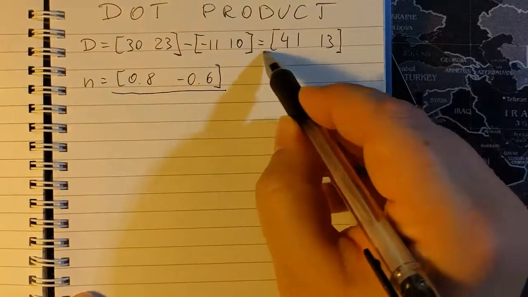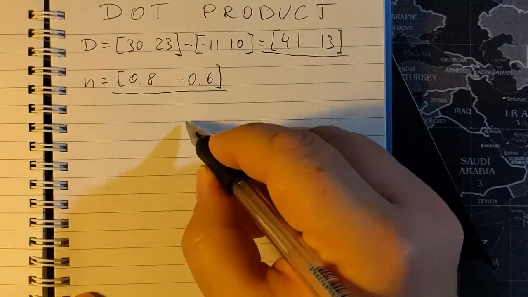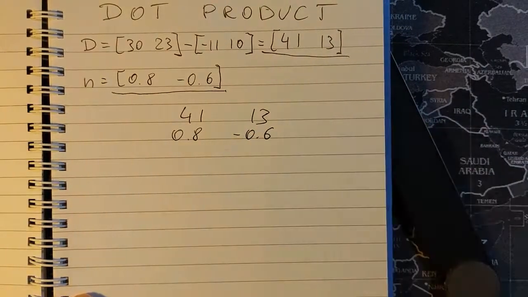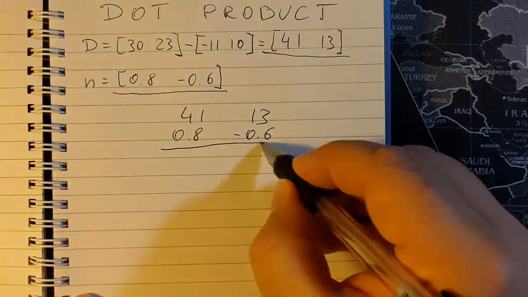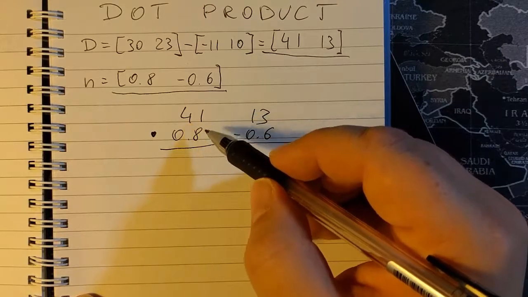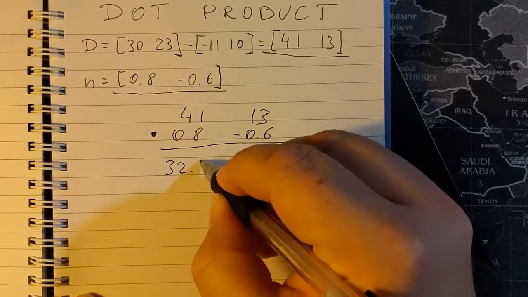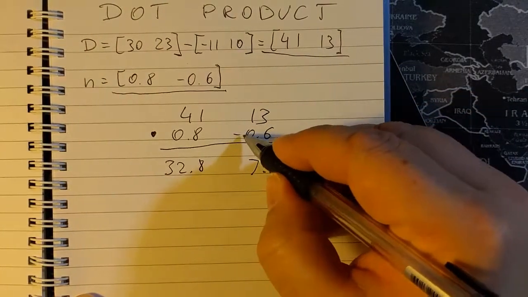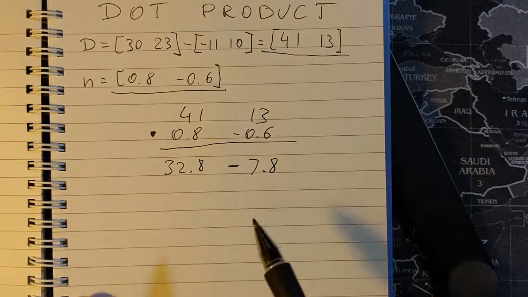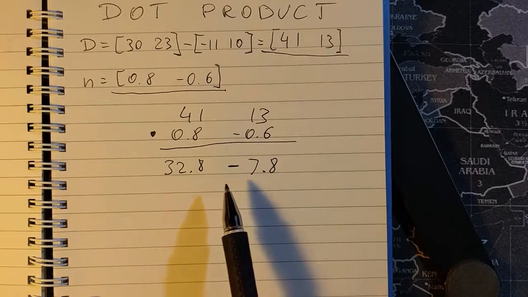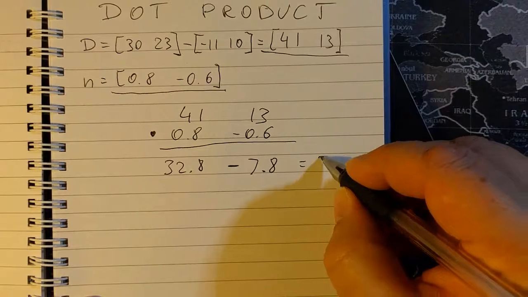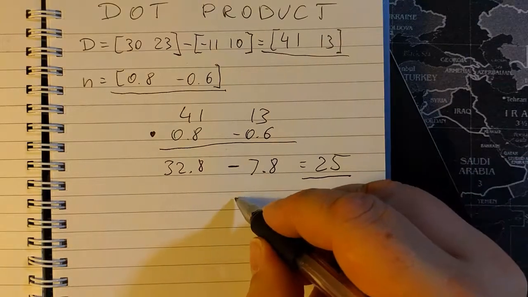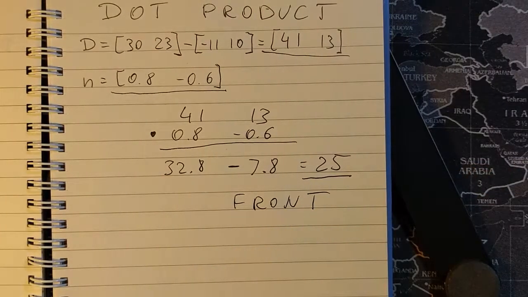So we need to dot this and this. Let's do this operation in this way: 41, 13, and 0.8, minus 0.6. And now we will dot these together. 41 times 0.8 is 32.8. 13 multiplied by 0.6 is 7.8, but we take the minus sign here, okay? So the result is 32.8 minus 7.8. This is 25. And this calculation tells us that the enemy is in front of my current position and direction.